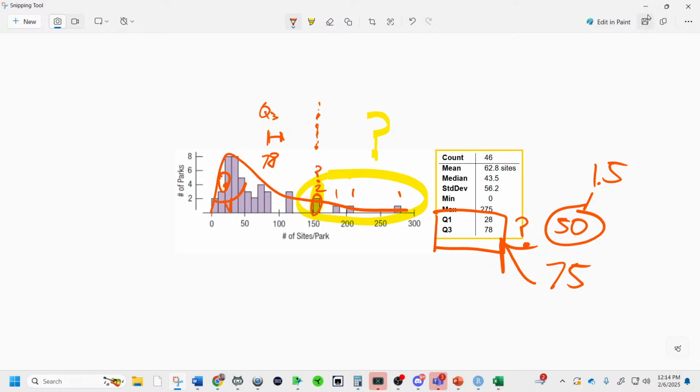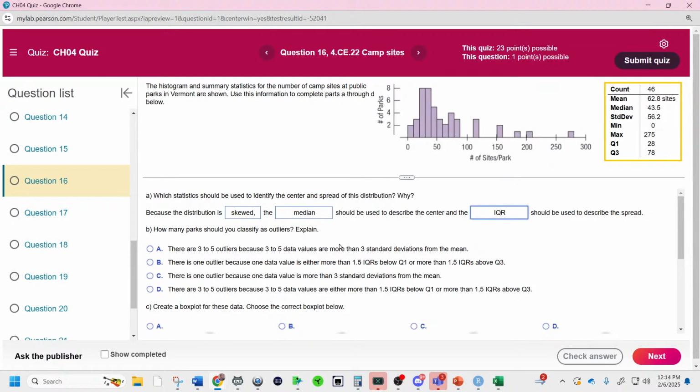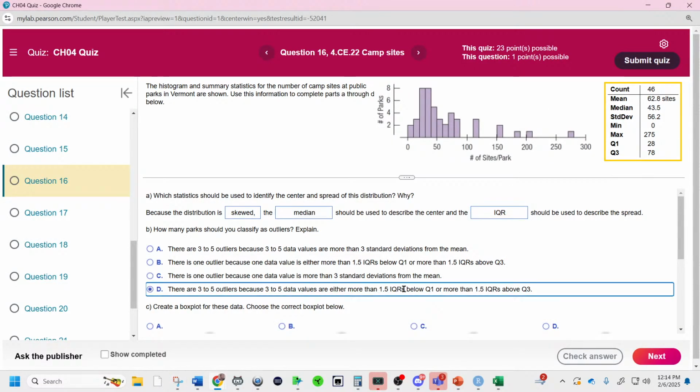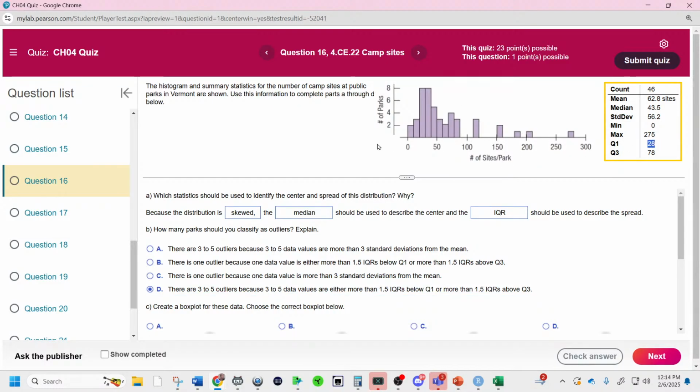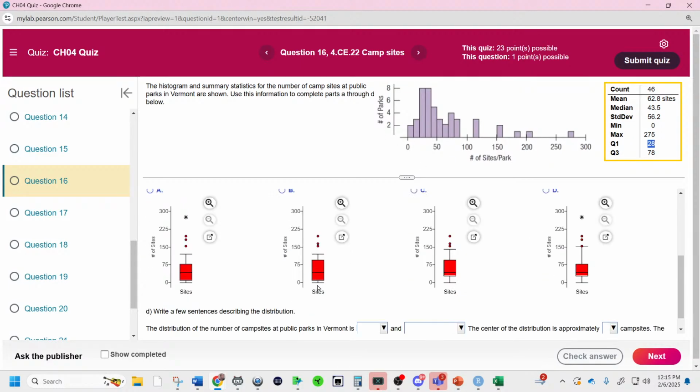We could draw it out and figure it out, which we will eventually. So there are between 3 to 5 outliers, and their distance is 1.5 IQRs above Q3 or below Q1. There are no low outliers, because below 28, if you go 75 below, there's nothing. So now we go and look at the data. A little tricky right here, but we got this.